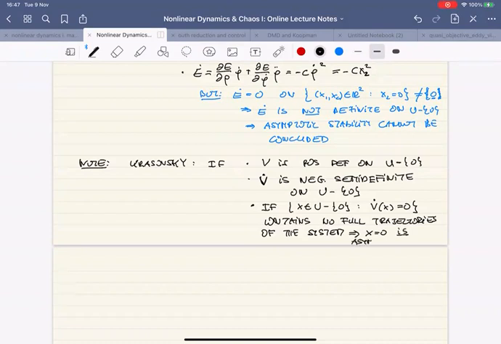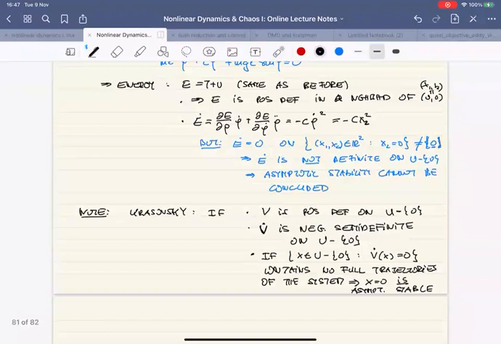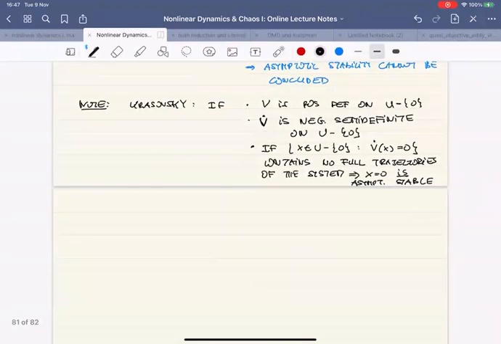And it's a very useful extension. So how would you check that in practice? Well, in this case, you would check that here.